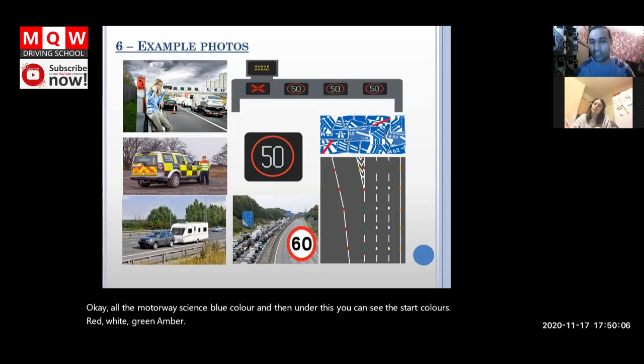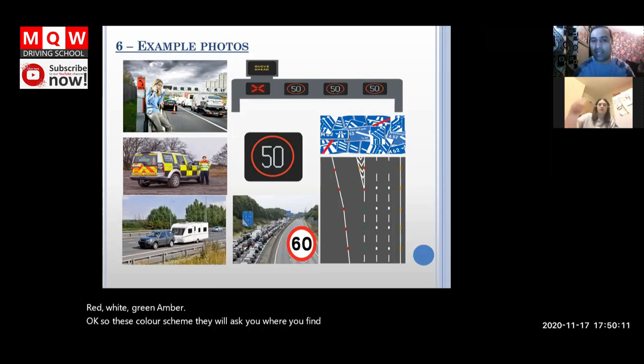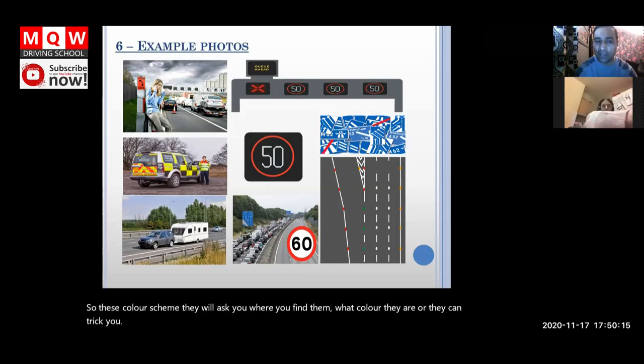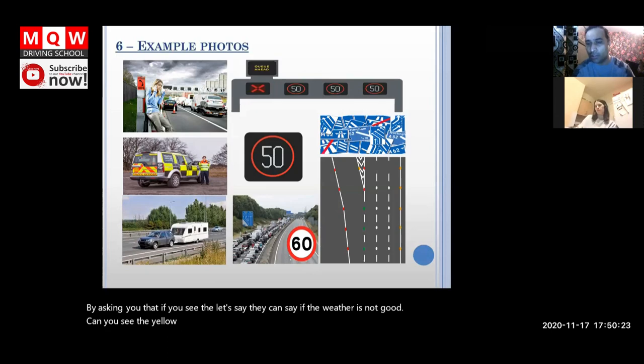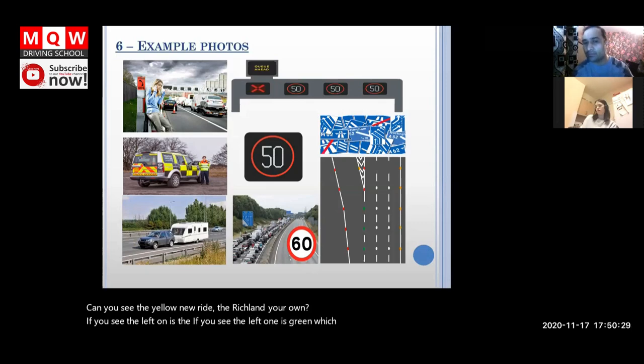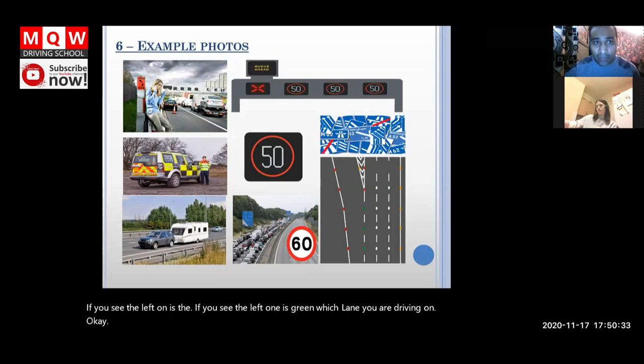Okay. So this color scheme, they will ask you where you find them, what color they are, or they can trick you by asking, let's say, if the weather is not good and you see the yellow on your right, then which lane are you on? If you see the left one is green, which lane are you driving on? Okay. So let's go to the next one.